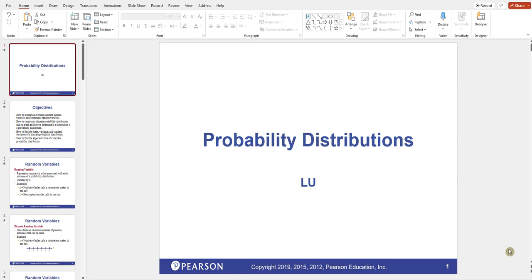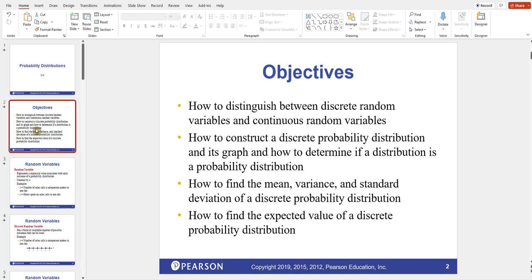In this video, I will talk about probability distributions. We will learn how to distinguish between discrete random variables and continuous random variables, how to construct a discrete probability distribution and its graph, and how to determine if a distribution is a probability distribution. We will also learn how to calculate the mean, variance, and standard deviation of a discrete probability distribution. And lastly, we will also calculate the expected value.